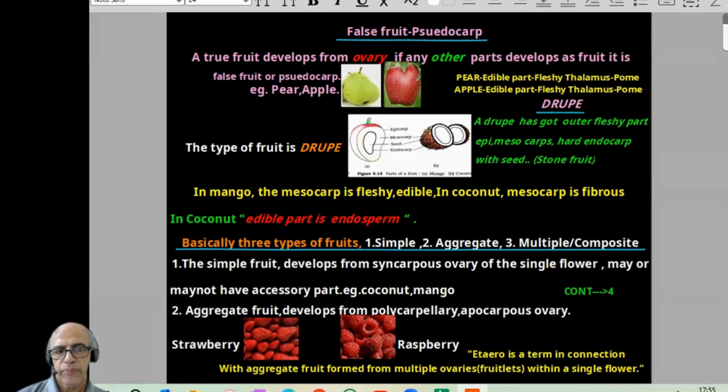Then multiple fruit from the entire inflorescence. There are two types, sorosis and syconus. Examples for multiple fruit: the typical example is jackfruit. Then fig, mulberry, pineapple, and the hypanthodium type inflorescence, that is syconus, fig. Then we entered into seed.